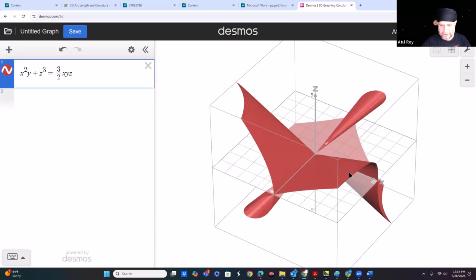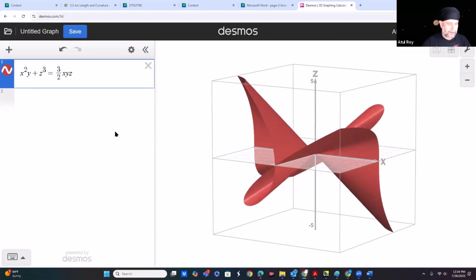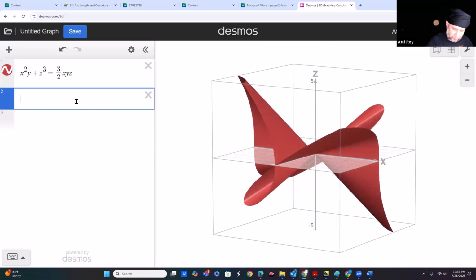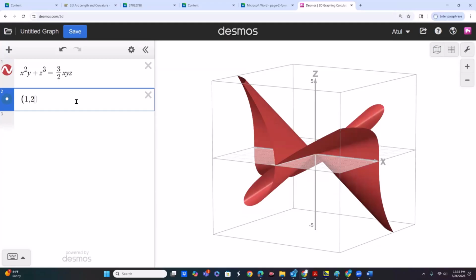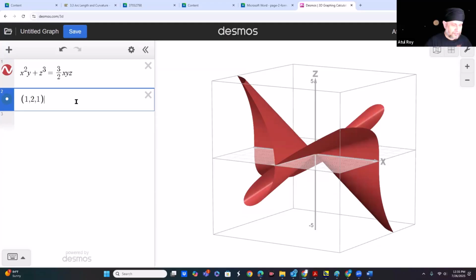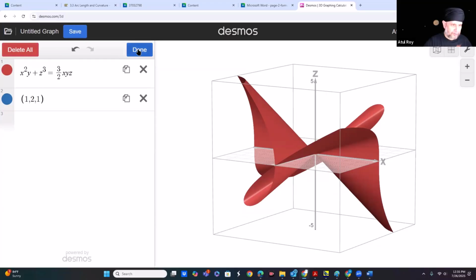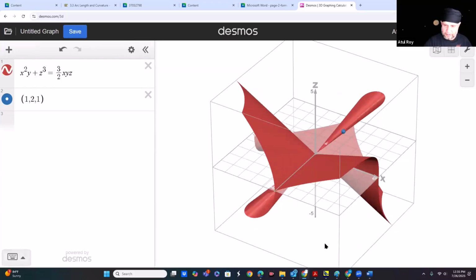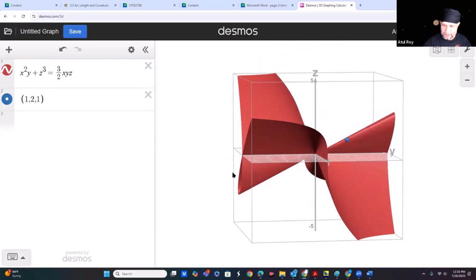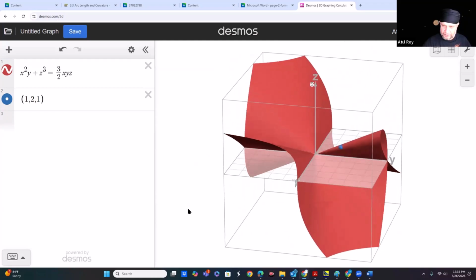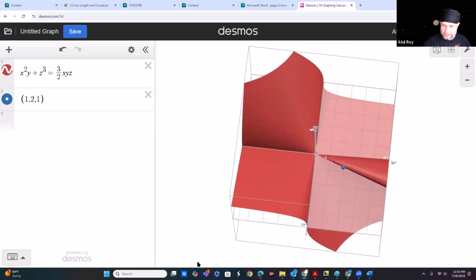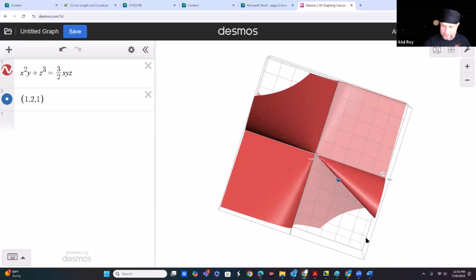So here is the plane, right? And now let's plot the point. Which point did we have? 1, 2, 1. And see where that point is. Okay, good. Does it show the point? So it looks like the tangent.